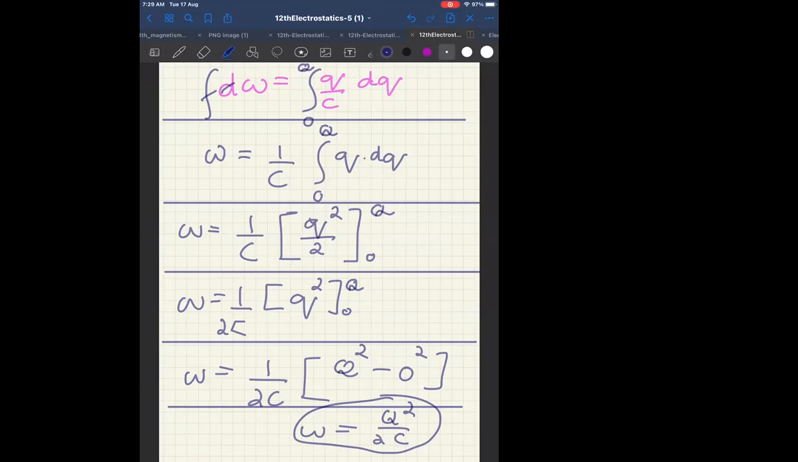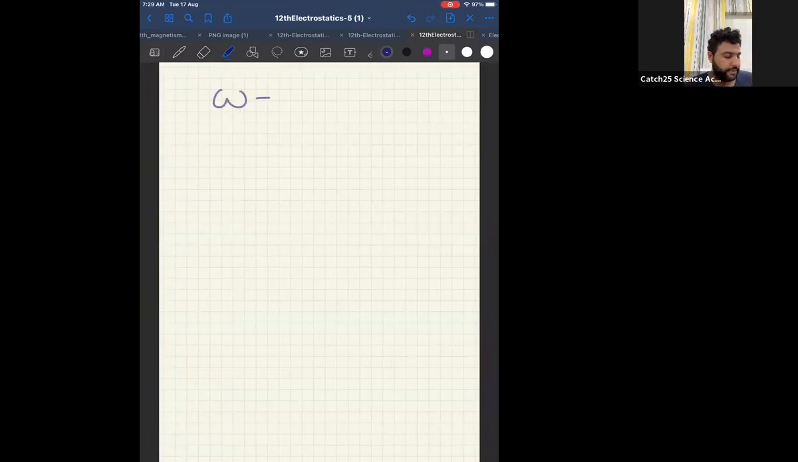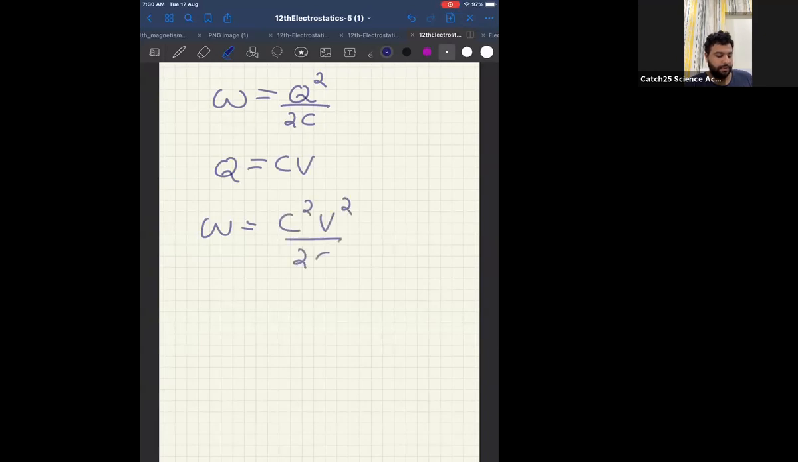Okay. Now it is W is equal to Q square by 2C. Now please look at the screen. Correct? Now, look at the formula. Do I know Q is equal to CV? If I substitute that, I will get W is equal to C square V square by 2C. 1C and 1C will cancel.